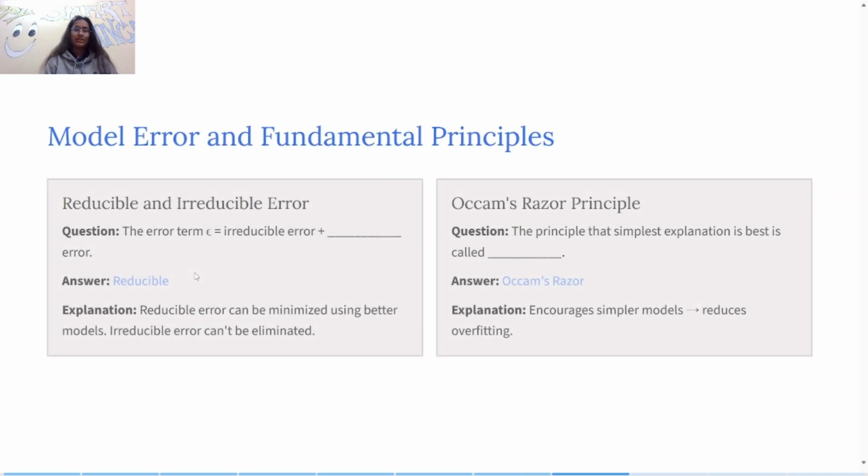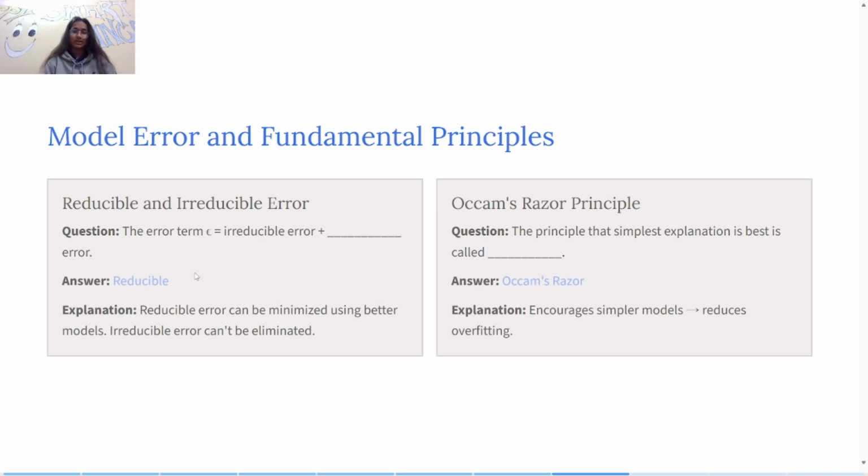So next question. The error term equals irreducible error plus blank error. So total error has two parts. First one is irreducible, we can't remove it, and the second one is reducible, which can be minimized using better models. So the blank here gets the answer reducible error. So the error term equals irreducible error plus reducible error.